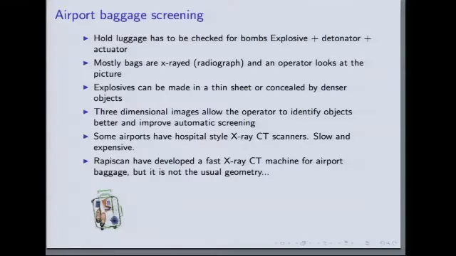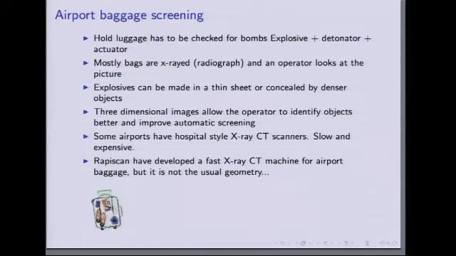Okay, so airport baggage screening. Everybody wants to do this better, actually. Not just because we want to travel more safely, but if you do this better, you can also do it more cheaply and more quickly, both of which are in the interest of the airline, the airport, and us as air travellers, right? Because we don't want delays and we want cheaper flights. So it's all good to improve airport baggage screening.